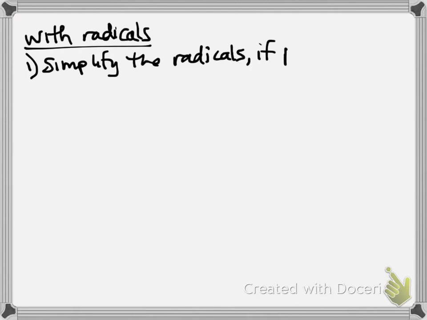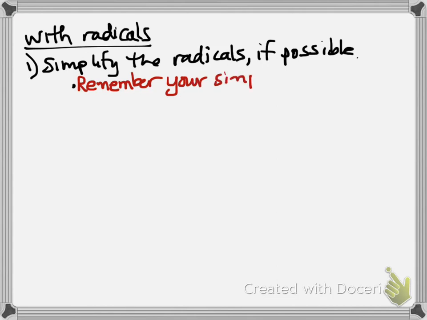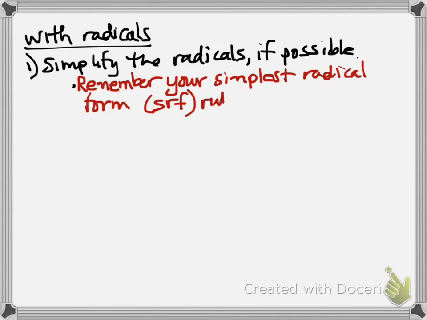If possible, simplify. If you've got a square root of 3 and a square root of 5, there's nothing you can do because you can't simplify those. So remember your simplest radical form. I'm going to write here SRF, because that's what you hear me refer to. SRF, simplest radical form rules.